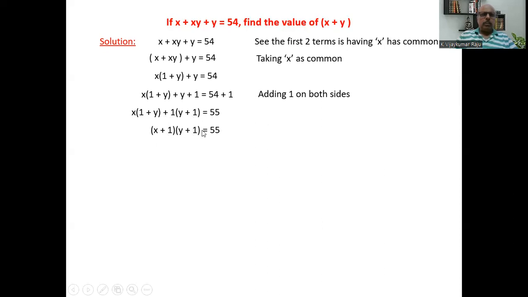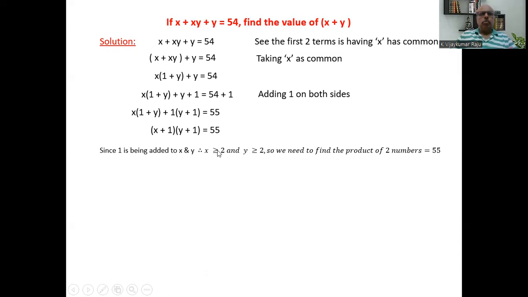Okay, so it's a product of two numbers. When you multiply two numbers, you should get 55. Since 1 is being added, x must be greater than 1 because we have to get 55. Similarly, y also has to be greater than 1. Therefore x must be greater than or equal to 2 and y must be greater than or equal to 2. So we need to find two numbers whose product is 55.